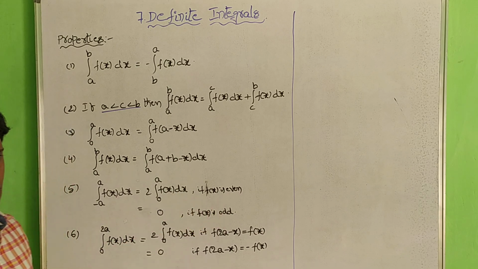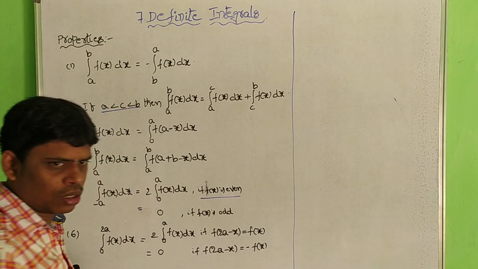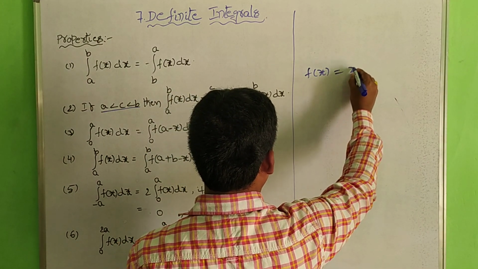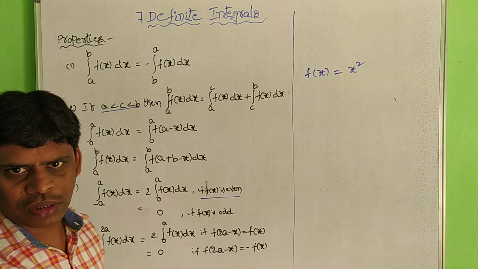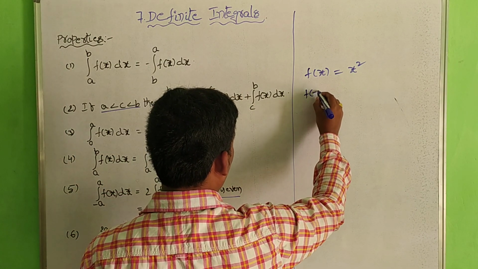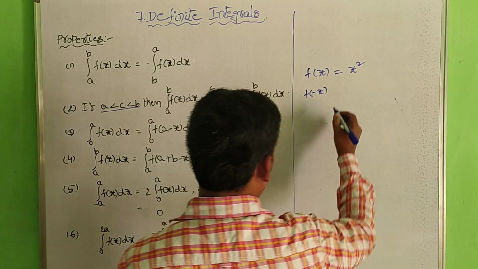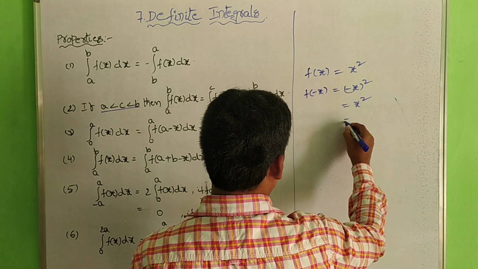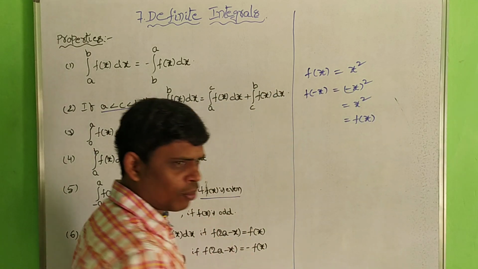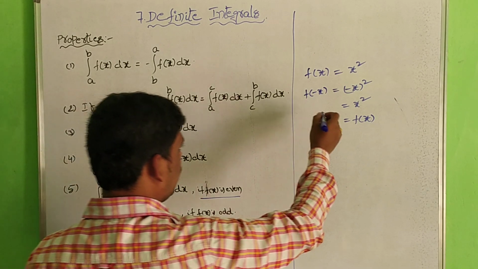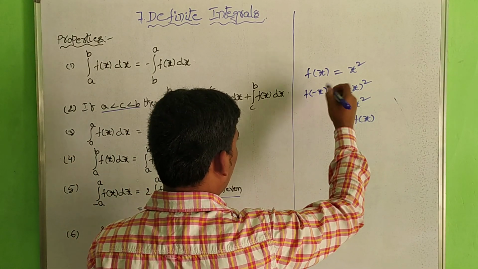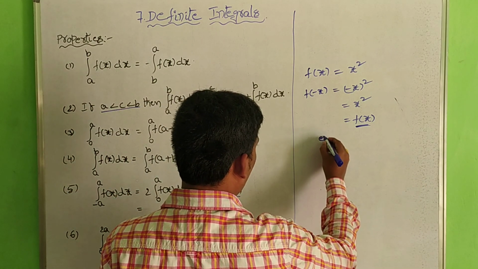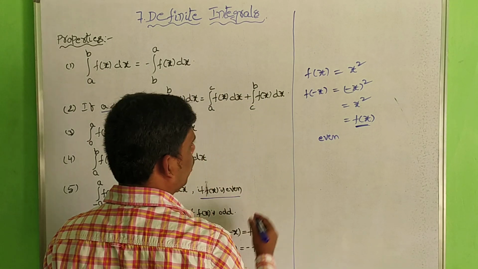What is meant by f of x is even? What is an even function? If f of x equals x square, replace x by minus x, that equals minus x whole square, that equals x square. Again the form is f of x. So replacing x by minus x, f of x is the same function. This is called an even function.